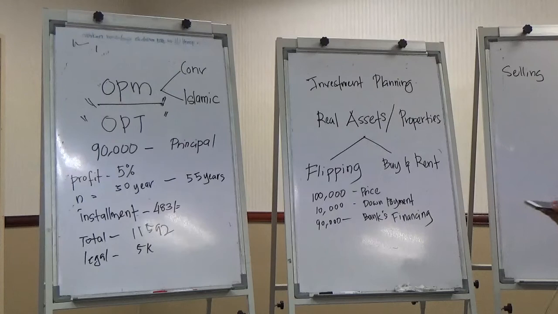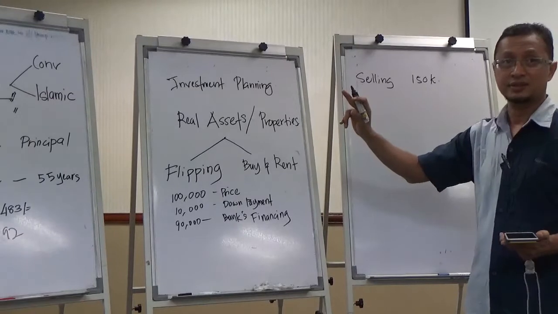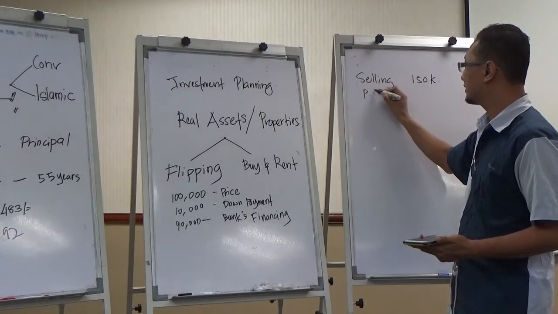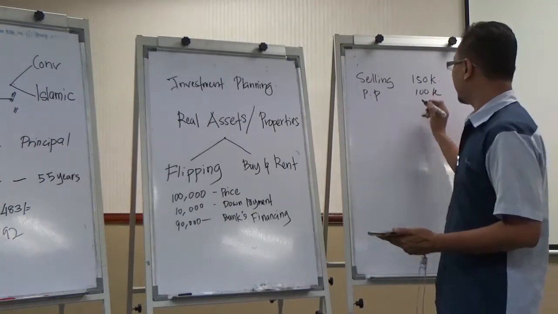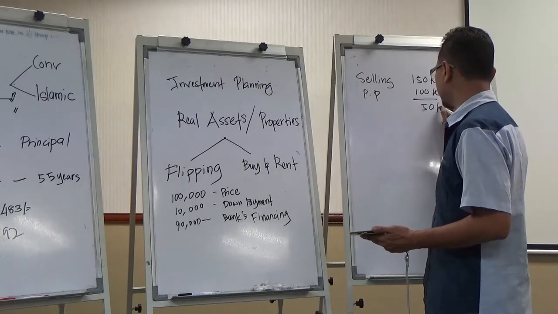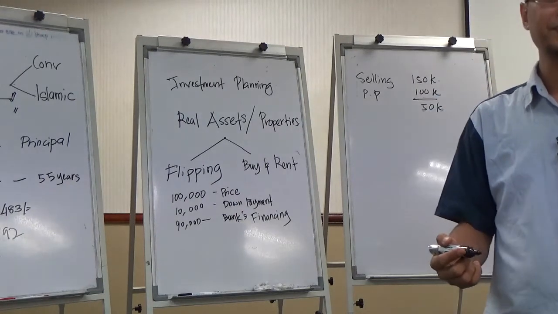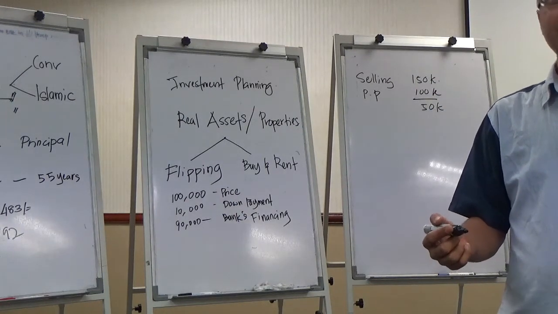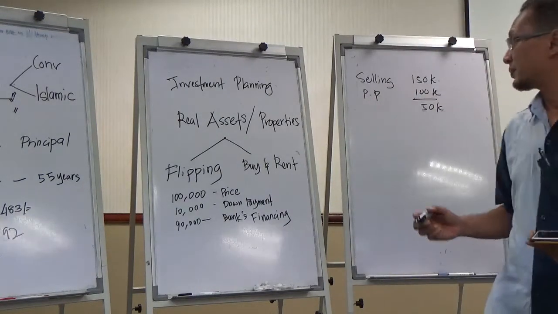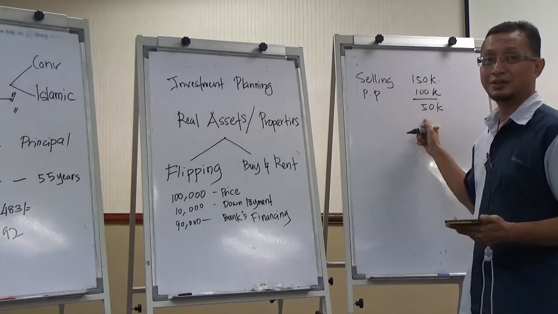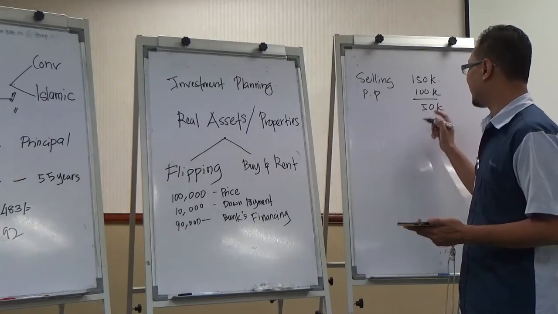So the selling price is 150,000 and the purchase price is 100,000, and you actually can make 50,000. This is gross, but you still have to pay the RPGT. How much is RPGT? 5%, so you have to deduct 5% from here. So 50,000, 5% is 2,500.